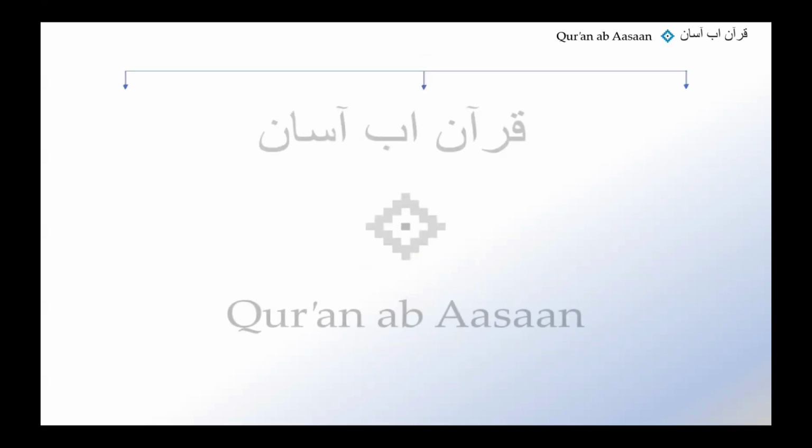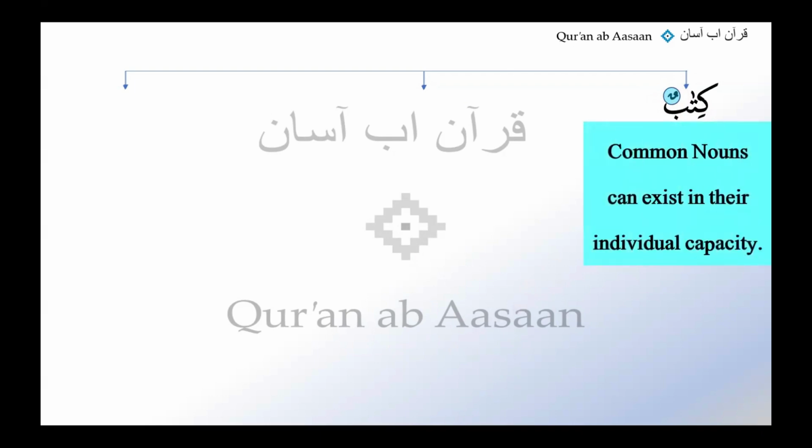Now, look at this. We learned the first indicator of a noun. What was the first indicator? The very first indicator we learned was that it had a tanween at the end, which we colored blue, and identified that these nouns are common nouns. First, we identified that this tanween is the indicator of a noun. We colored it blue, and then we learned that these are the common nouns. Now, common nouns can exist in their individual capacity.